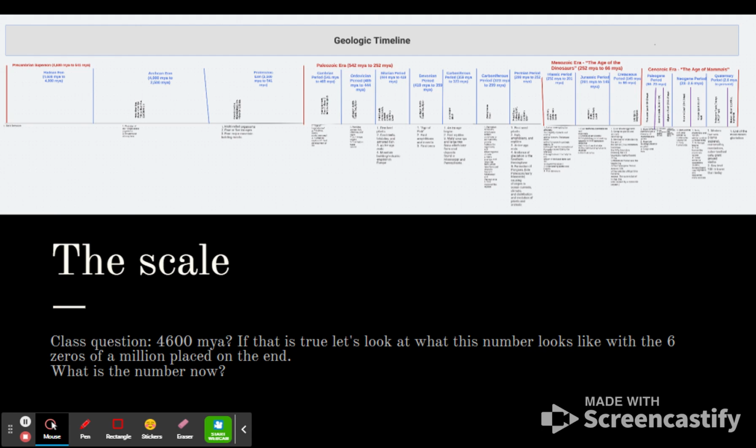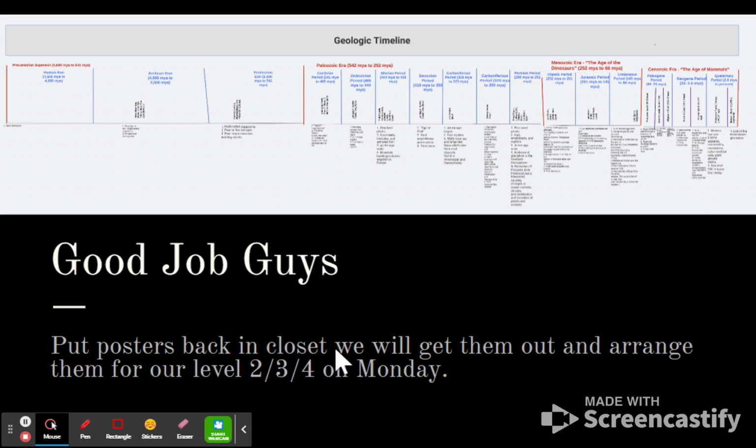And getting close to actually, this is the last slide. Good job, guys. Your posters are going to be put in the closet. We're only going to get them out and arrange them for our level 2, 3, and 4 questions on Monday. If you have understood this process of how to read our posters, you should do very well on the assessment portion of our assignment.